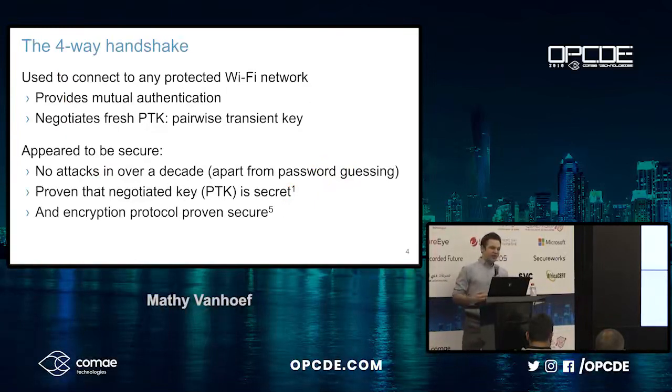The four-way handshake is used in a protected Wi-Fi network to provide mutual authentication and to negotiate a fresh session key. Here, mutual authentication means you verify the identity of the access point, meaning you are connected really to the network that you want, and the access point also verifies that you have the proper credentials and are allowed to connect. And at the same time, we negotiate a fresh session key, and this session key will be used to encrypt data frames once the four-way handshake has completed.